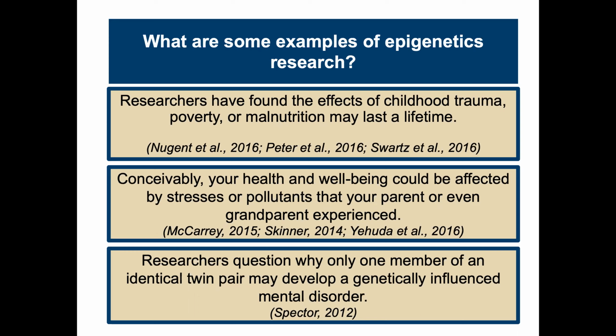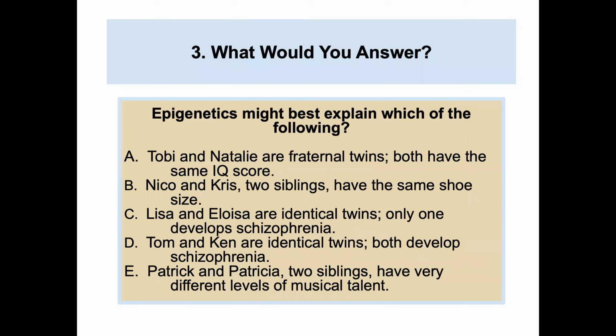So researchers question why only one member of an identical twin pair may develop a genetically influenced disorder. That can happen, like one pair of identical twin group could just develop schizophrenia, and epigenetics is kind of helping them understand that a little bit. So what would you answer? Epigenetics might best explain which of the following?